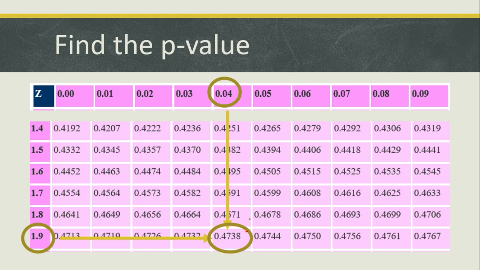0.4738. Okay? So, siya yan. Ngayon, find the p-value. Ganito na po siya. So, yung area kanina, sabi under the curve, at sabi, that is 1.94. Ito yung area, under the curve.